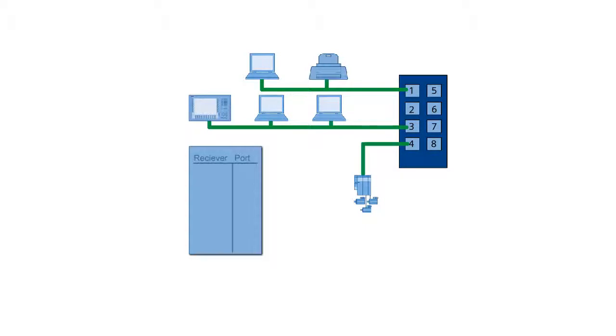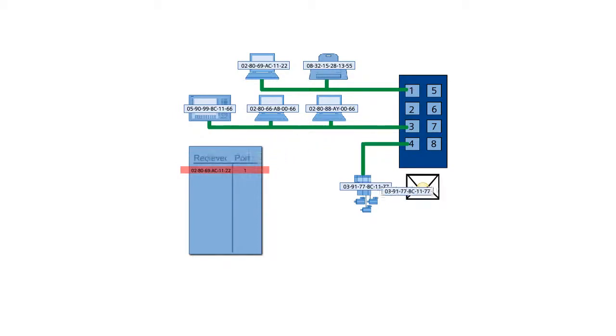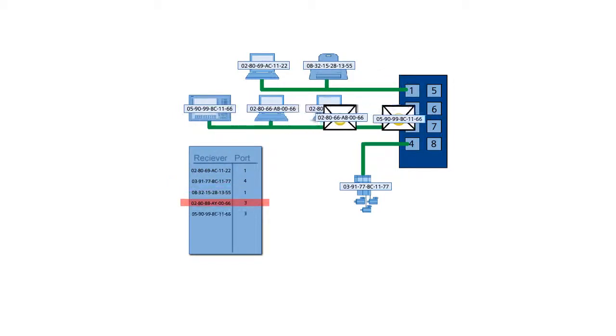Each network node has an imprinted worldwide unique address, the MAC address, which is entered into each telegram that is sent off. For each received telegram, the switch notes down its MAC sender identification together with the port on which the telegram was received. This enables the switch to assign a port or a network segment to each node.